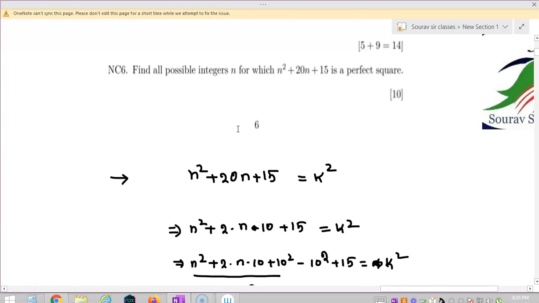It is an easy question, but thinking in such a way in an examination is really tough. I'm not saying that it is impossible, but tough. Okay, so all the best for your exam, students. Okay, so that's all about this question, and thank you so much.